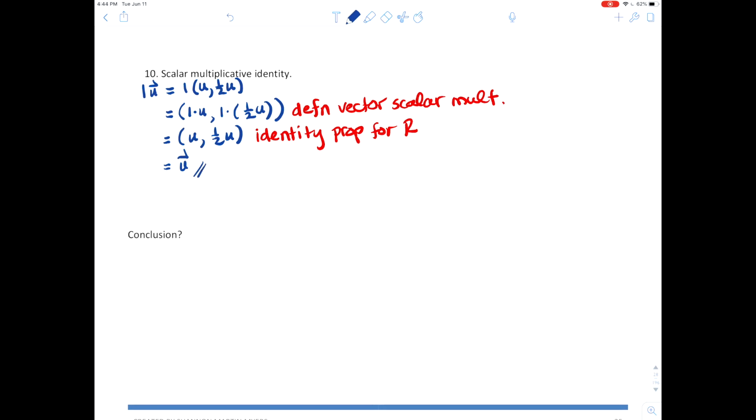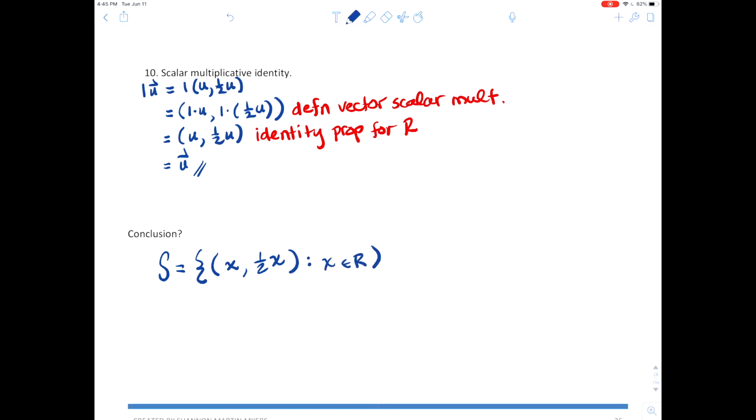So what is our conclusion? We were able to show that every single one of these conditions were met for this particular set S. So we would say S, which is equal to the set of vectors in the form x comma 1/2 x, such that x belongs to the real numbers, is a vector space. Right?